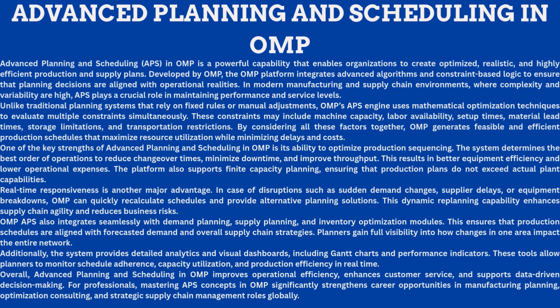One of the key strengths of advanced planning and scheduling in OMP is its ability to optimize production sequencing. The system determines the best order of operations to reduce changeover times, minimize downtime, and improve throughput. This results in better equipment efficiency and lower operational expenses. The platform also supports finite capacity planning, ensuring that production plans do not exceed actual plant capabilities.